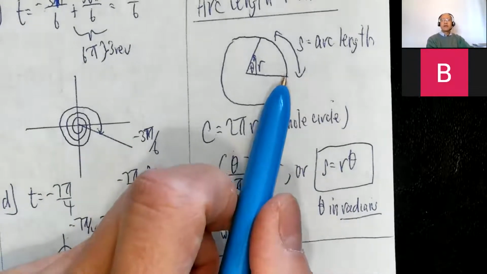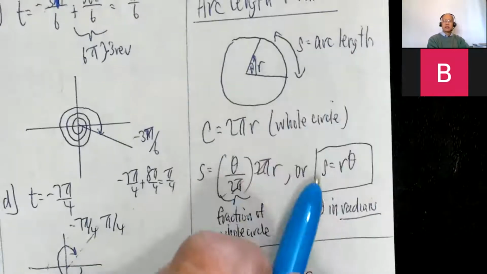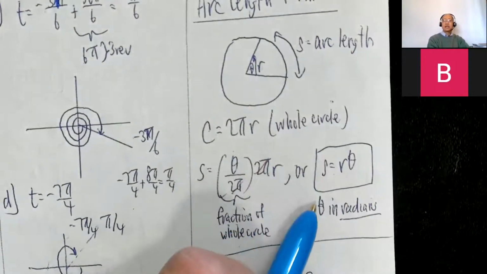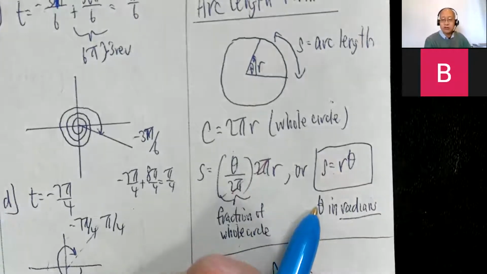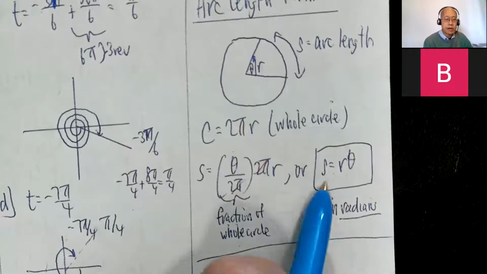For arc length, how far did I walk along a circle? S, which is arc length, is r theta. The key thing though is that theta must be in radians. If they give me something in degrees, you have to change it to radians. Of course, if it's already in radians, just leave it alone. So s equals r theta.